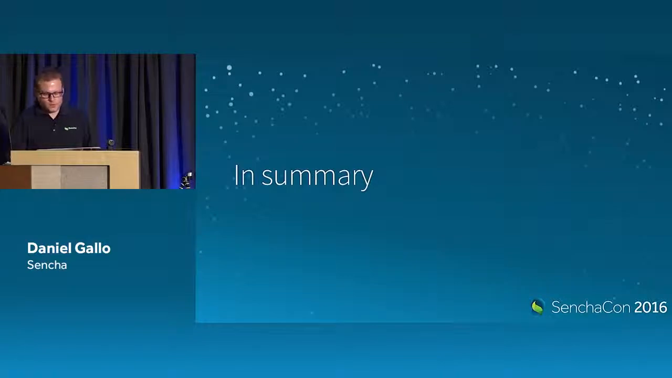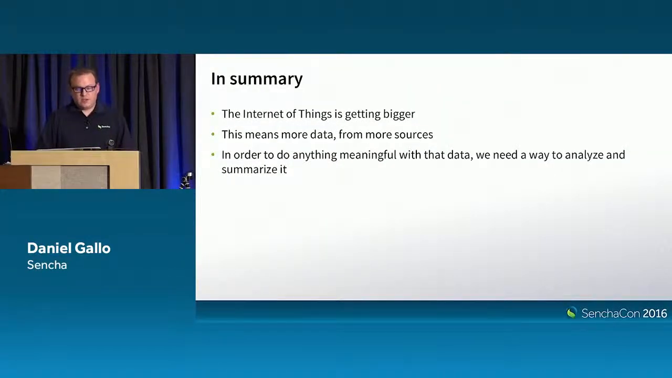So to summarize what I've shown, the Internet of Things is getting bigger. There are more and more devices out there that have internet connectivity, and this means that companies need a way to show this data, make it meaningful, and provide it in some type of centralized dashboard. So more data from more sources, and in order to do anything meaningful with that data, we need a way to analyze it. And I think I demonstrated that using this Ext JS dashboard.